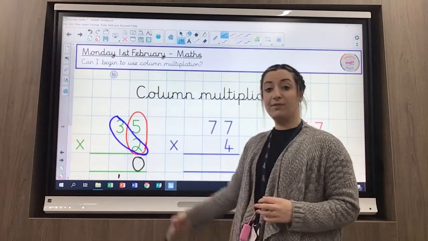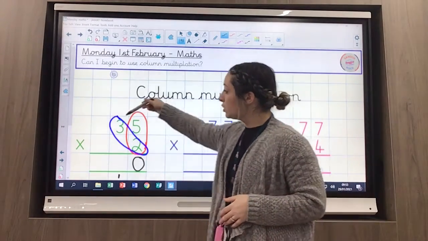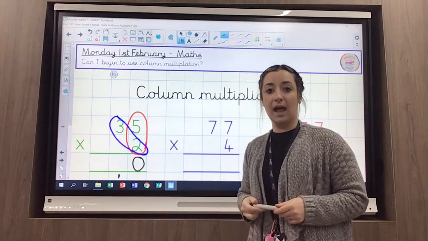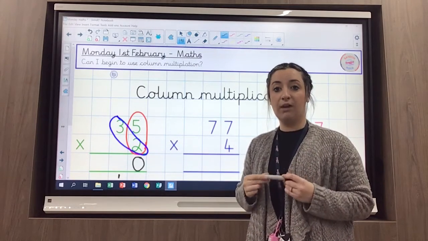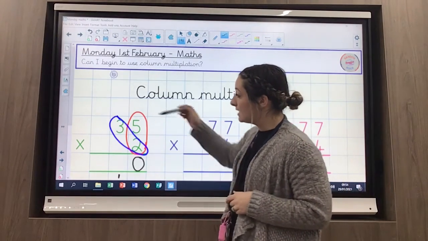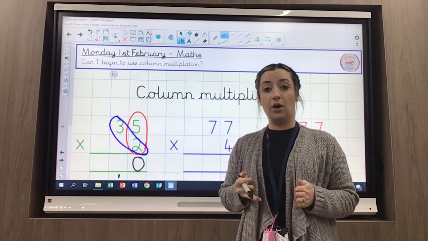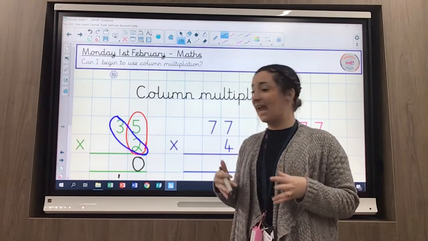And that's the red ring done. Now we're going to move over to the blue ring. So what 2 numbers do I need to multiply together in the blue ring for the second part of my column multiplication? So I need to multiply 3 by 2. So I'm doubling 3, aren't I? And if I double 3, it's 6.